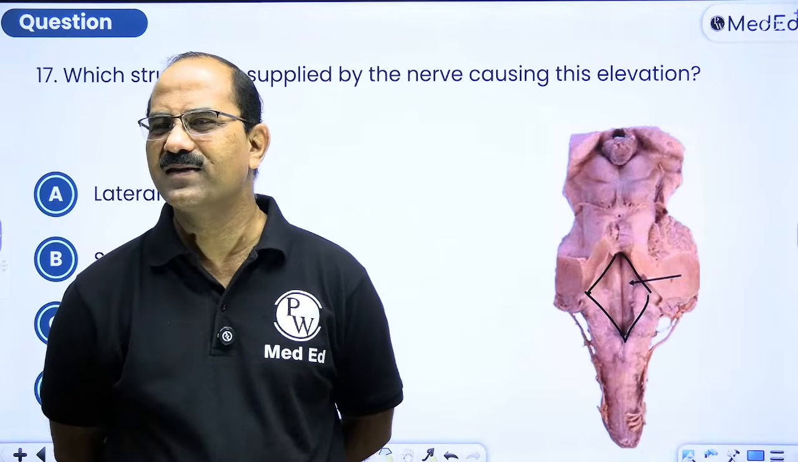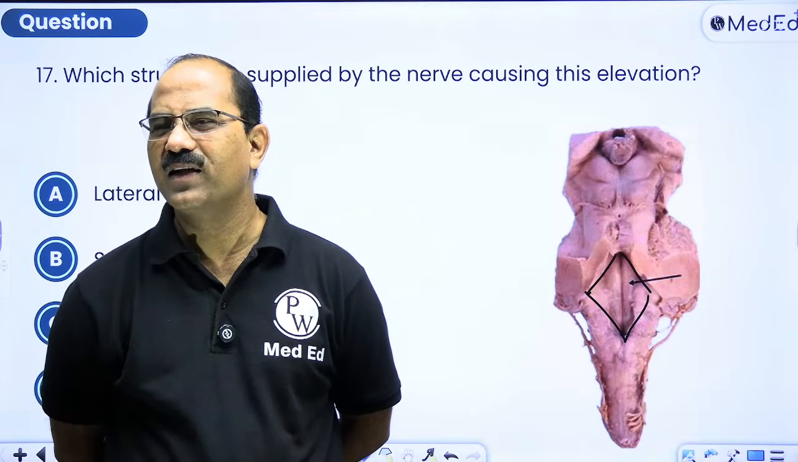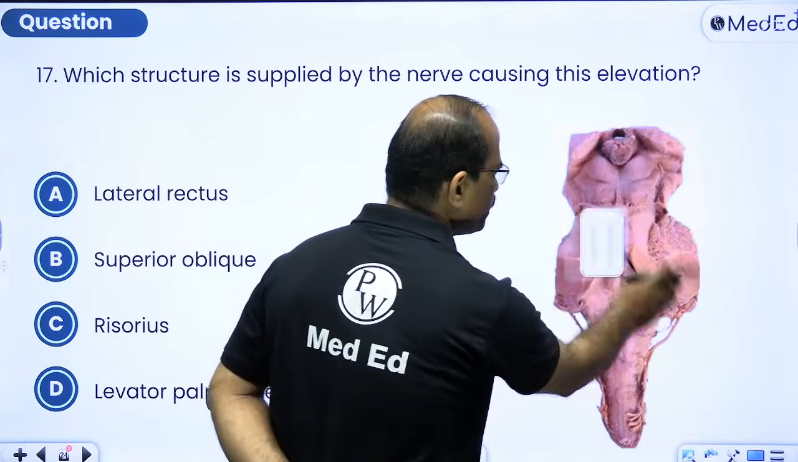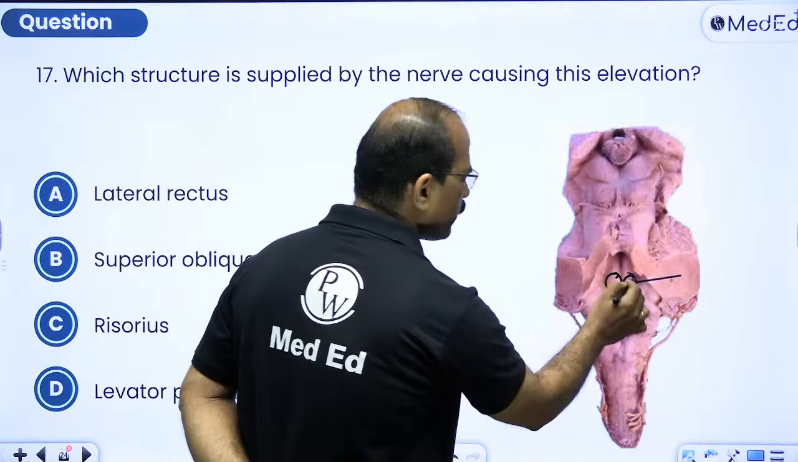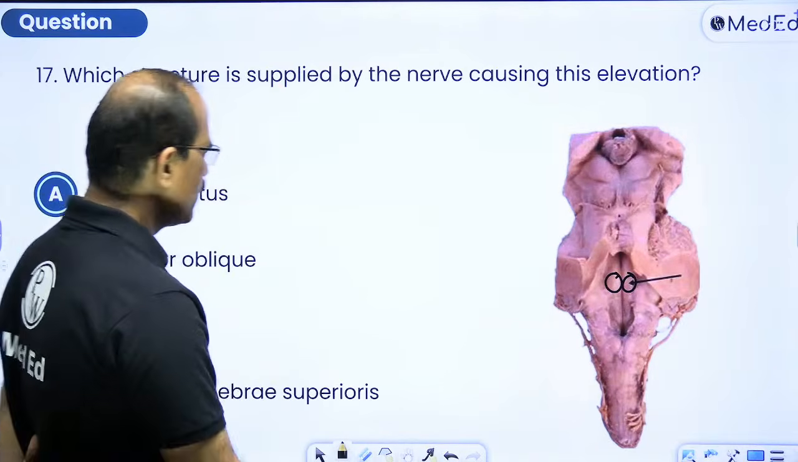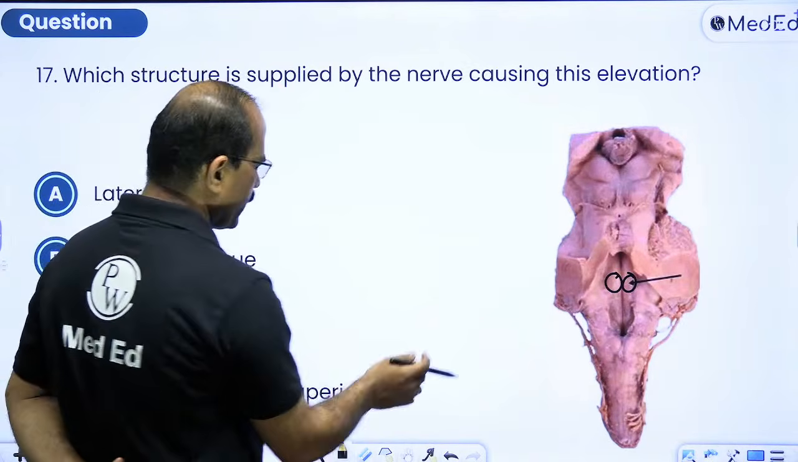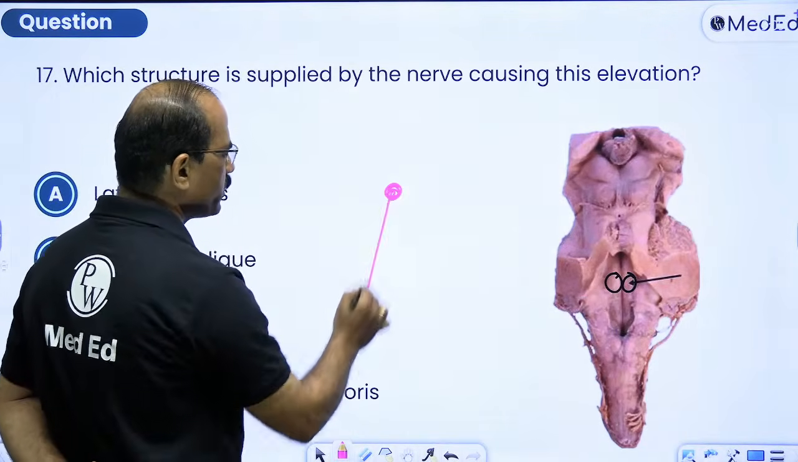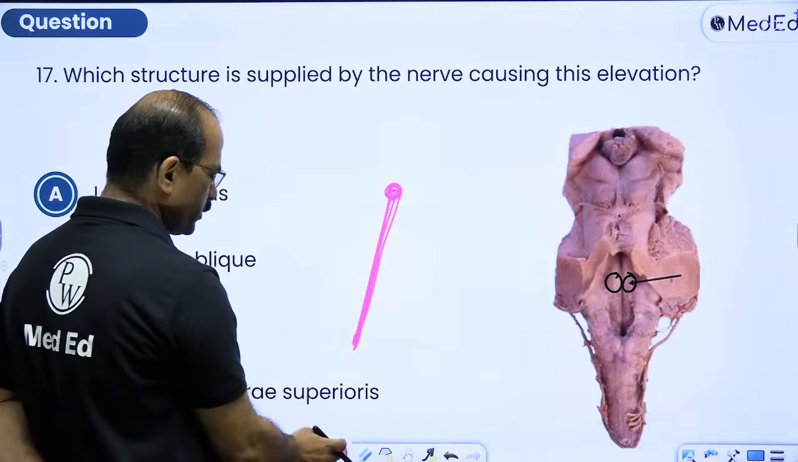No, the name of this cavity is the fourth ventricle. This cavity is the fourth ventricle. And what is this rounded structure? That's the facial colliculus, right? And this facial colliculus is formed by what? That's the abducens nucleus, the nucleus of the abducens nerve.